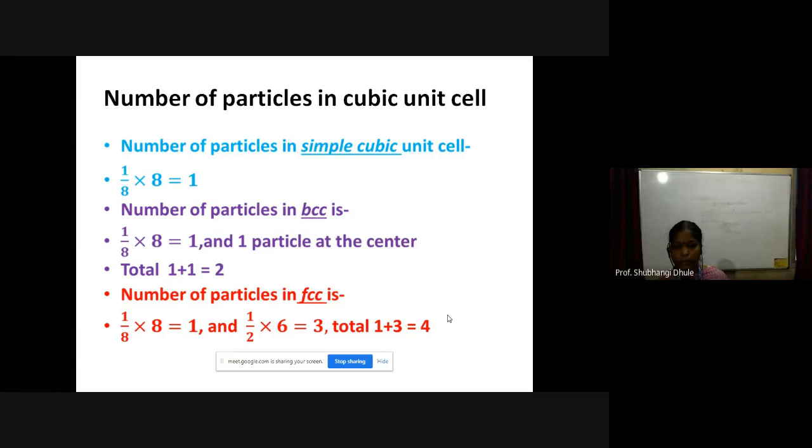Then we go for the next, that is how the particles are arranged to form a crystal lattice. There is a stacking of the constituent particles, and because of this stacking of constituent particles, we get that type of unit cell. So stacking or packing of constituent particles means the particles are closely packed. This is also called packing.